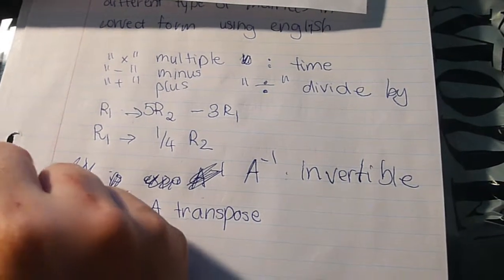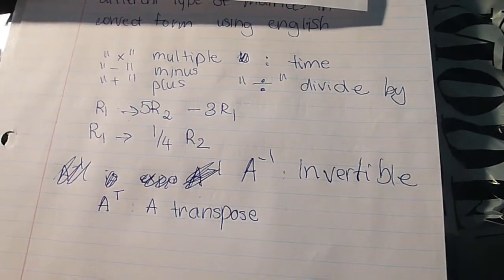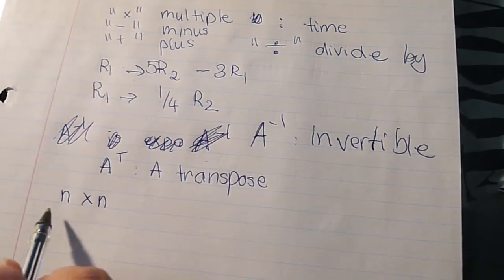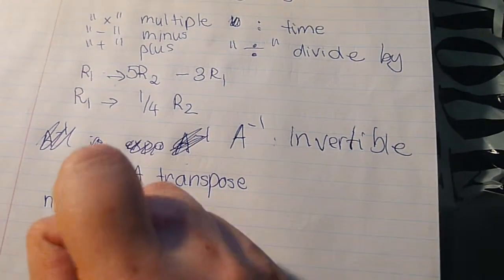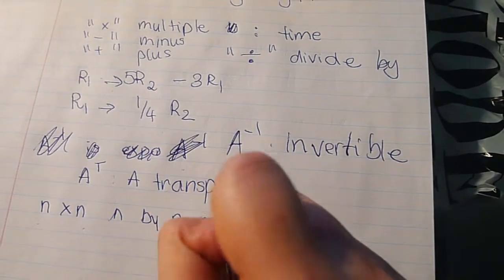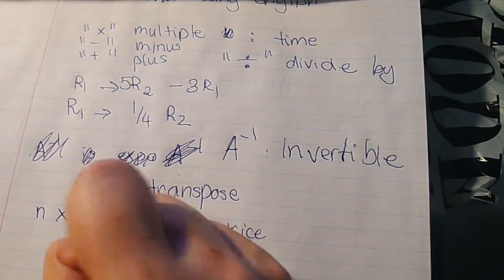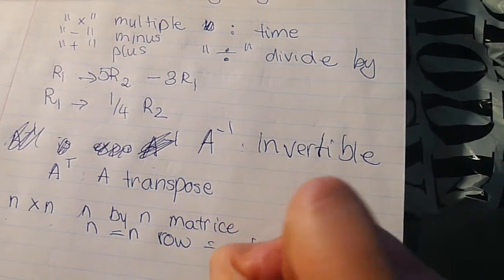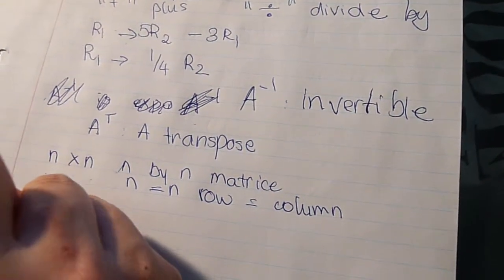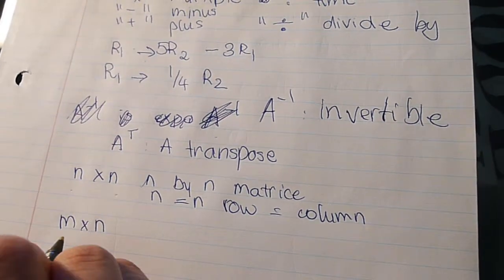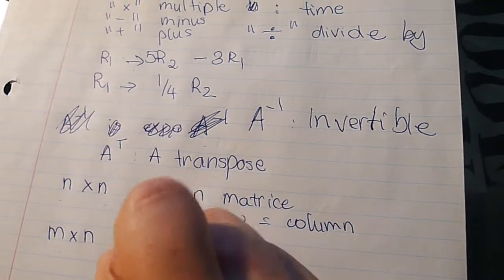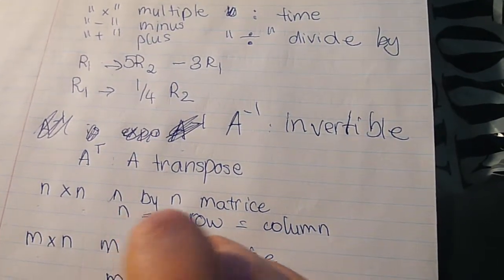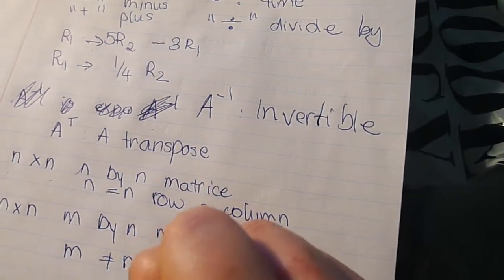Okay, so the next concept, which I think I already mentioned, is m by n, row by column. An n by n matrix is where m equals n, which means rows equal columns. We also have m by n matrices where m is different than n, which means rows are different than columns.